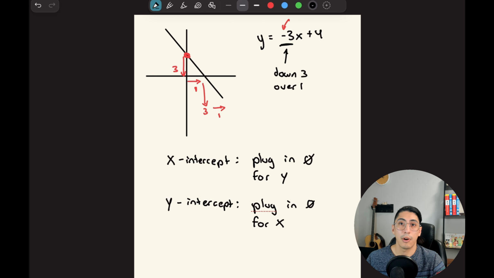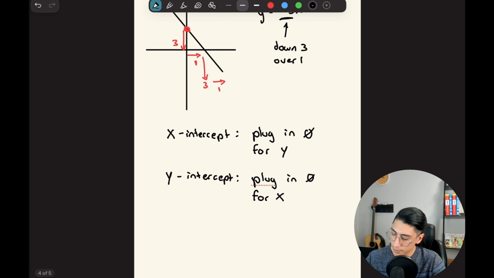This is the case for any equation you'll encounter on the SAT. You always find the x-intercept, you always find the y-intercept, just like this. There's no other way to do it. So easy enough. So what does this mean? Well, let me just give you a quick example.